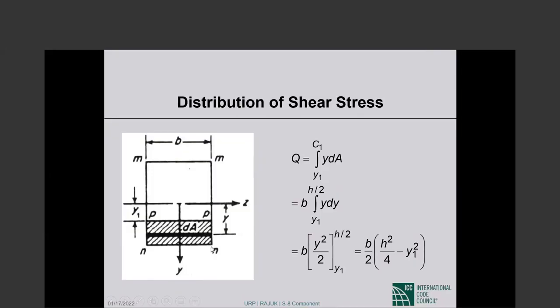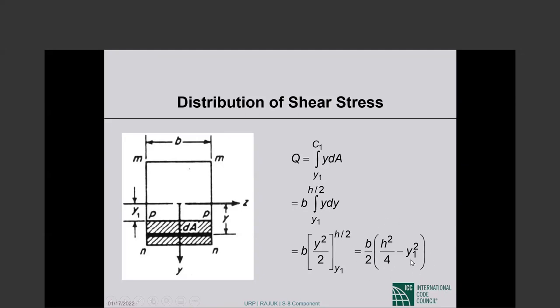We integrate that over the hatched portion of the section from y1 to c1, where c1 is the distance to the bottom. So dA is the width b times dy, the incremental depth of the elemental area. Okay, so we can take the b out of the integral, that doesn't vary with depth. Integral y dy from y1 to h/2. The integral of y is y squared by 2. We take it from the limits of y1 to h/2, and that gives us this.